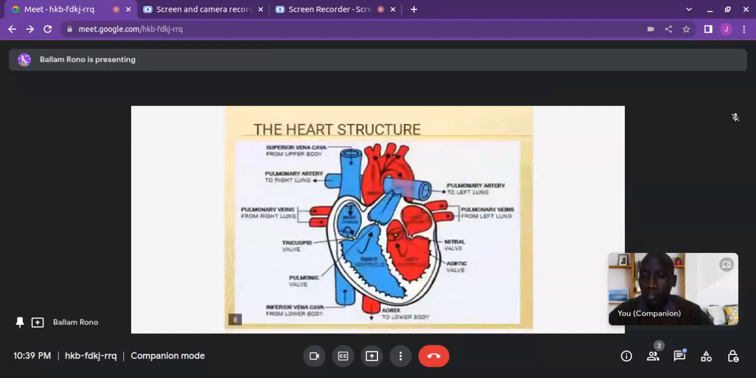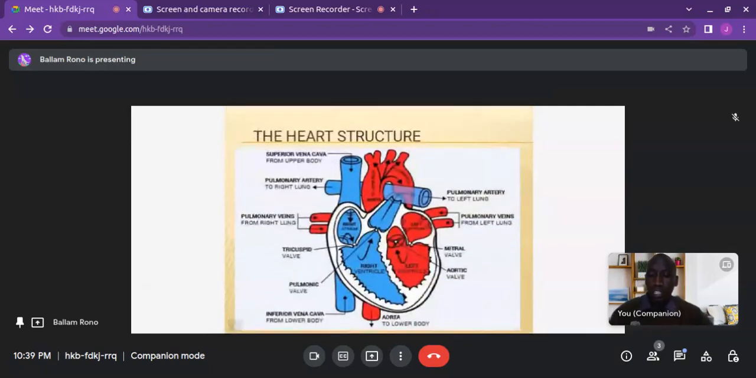Then we want to look at the structure of the heart. We have various parts of the heart: the right atrium, the right ventricle, the left atrium, and the left ventricle. And also we have blood vessels like the superior vena cava from the upper body, and the pulmonary artery which goes to the right lung, and the pulmonary artery to the left lung. And you can see the chambers of the heart.